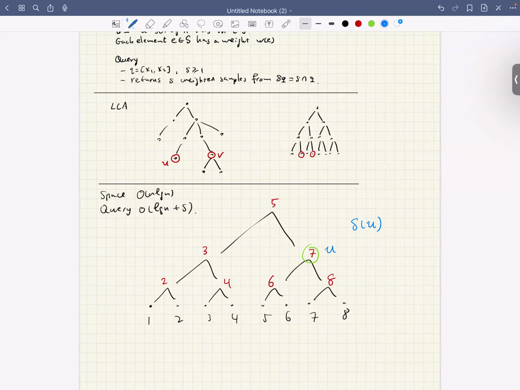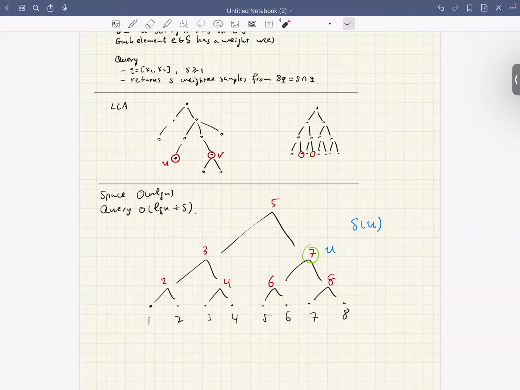Okay, so this S is 1 to 8, right? But I have a condition here. So this U basically says, what are the keys that are inside the subtree? For example, if U is 3, then SU would be 1 to 4. If U is this leaf node 4, then SU will be just 4 itself.